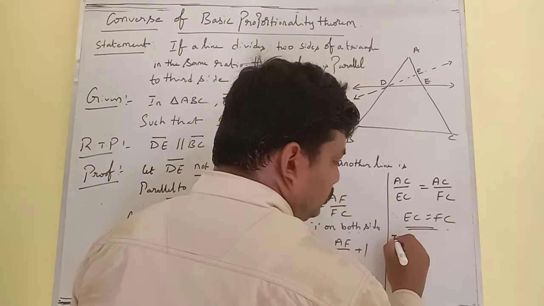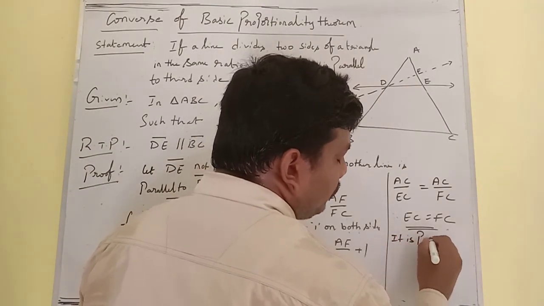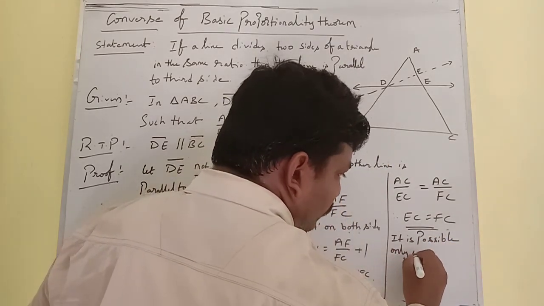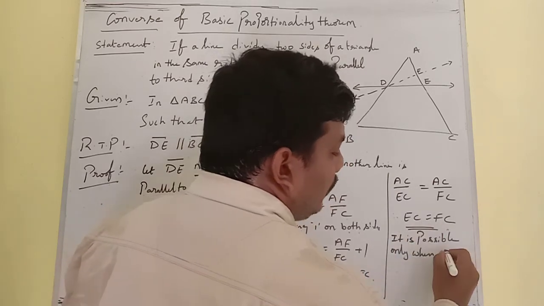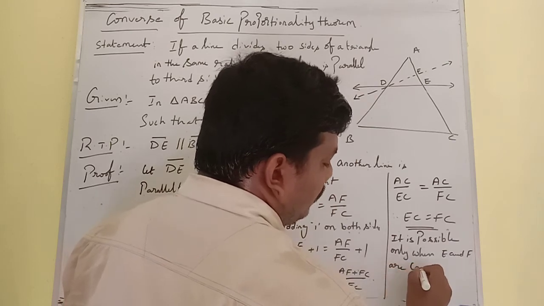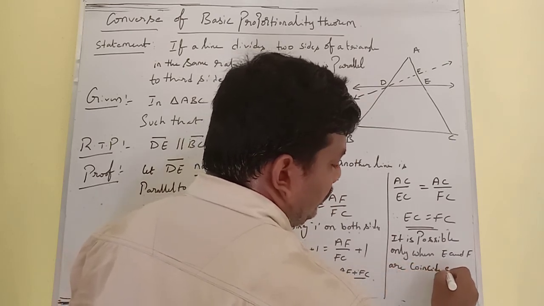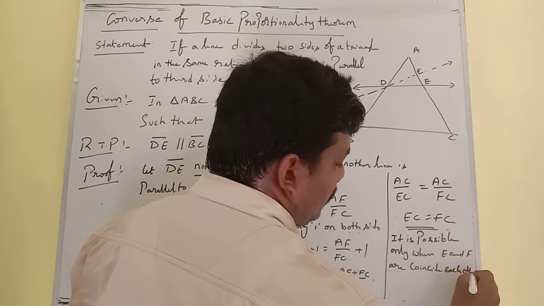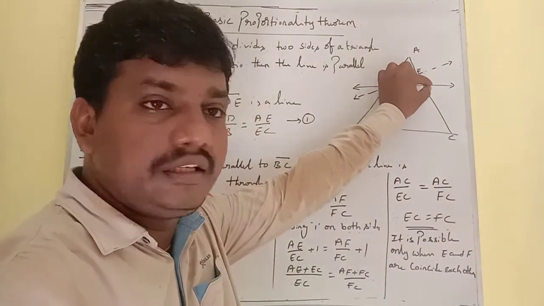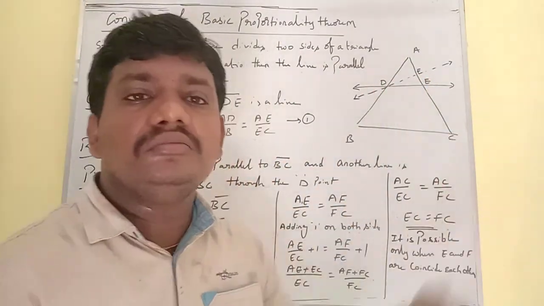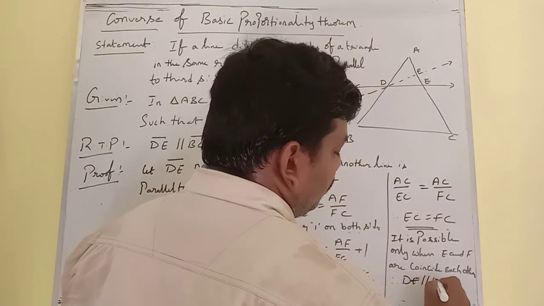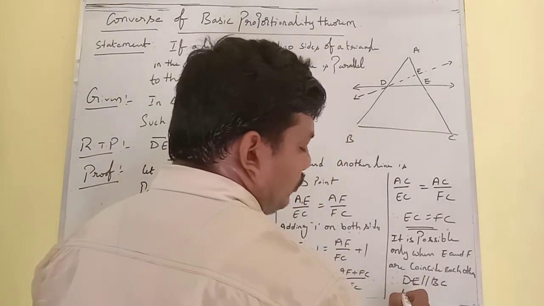So yes, it is possible only when E and F coincide with each other. When E and F coincide with each other, that means DE is parallel to BC. Therefore DE is parallel to BC. Hence it is proved.